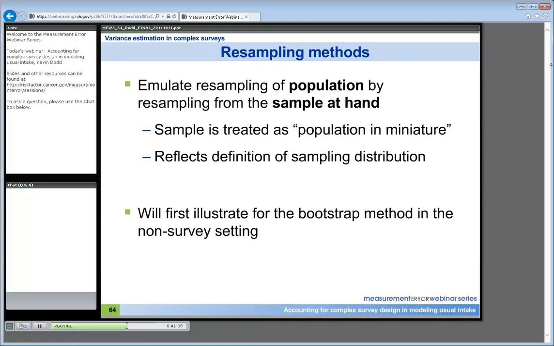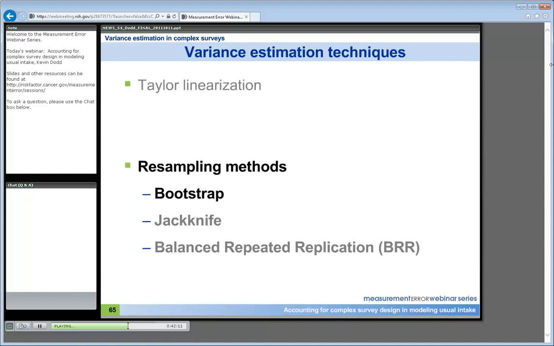But the basic idea that underlies the theory of all the resampling methods is that you can emulate taking repeated samples from your population by repeatedly sampling from the data you actually have on hand. So you basically treat your sample as your population in miniature. And this idea reflects the spirit of standard error as being related to the variance of the sampling distribution, or the variance of your estimator over repeated sampling. I'm first going to illustrate this idea for the bootstrap method in the non-survey simple random sampling case, just to keep this a little clearer. But then I'll talk a little more about what these things mean in the complex survey setting.